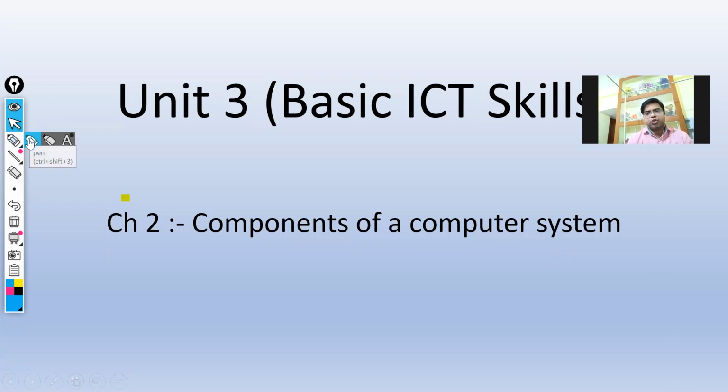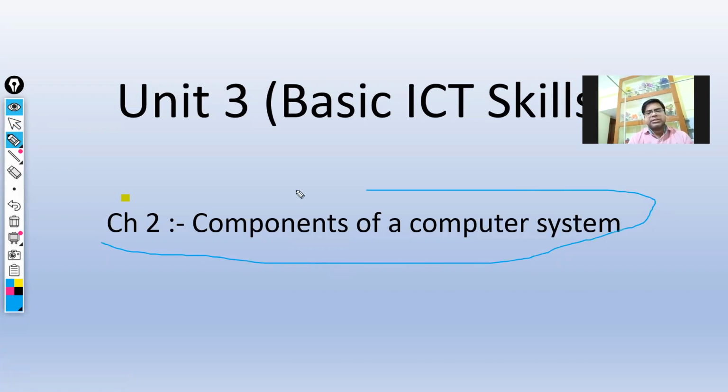This is Unit 3 Basic ICT Skills. In this video, I will discuss Chapter 2, Components of a Computer System.